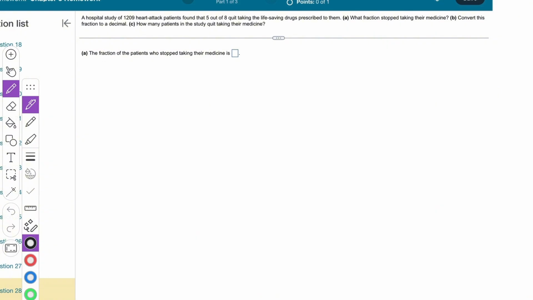So the first thing you want to do is make sure you answer the question, part A, what fraction stopped taking their meds? So when it says 5 out of 8, that just means 5 over 8, okay? And then part B, it says convert this fraction to a decimal. So you can divide.